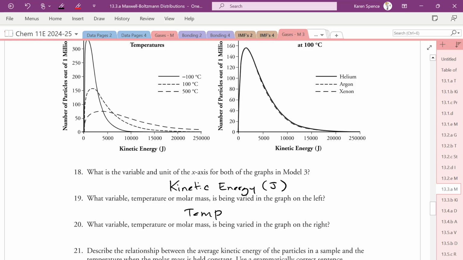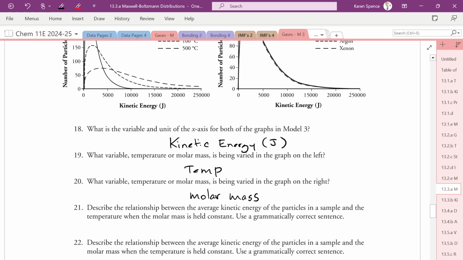Yeah, got it. Okay. Which variable, temperature or molar mass, is being varied on the graph on the right? That would be our molar mass. Does that graph look okay to you? No. Okay, maybe it's not supposed to. Let's find out. Describe the relationship between the average kinetic energy of the particles in a sample and the temperature when molar mass is held constant.